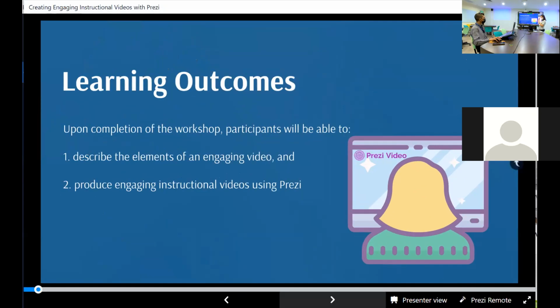I'm going to try to remember that I can actually touch the screen here. So today's learning outcomes: although the session is a whole day long, there are only 2 learning outcomes that we are looking at. I hope that at the end of today's session, or maybe at least until halfway, you should be able to describe the elements of an engaging video. What does it mean by engaging video?